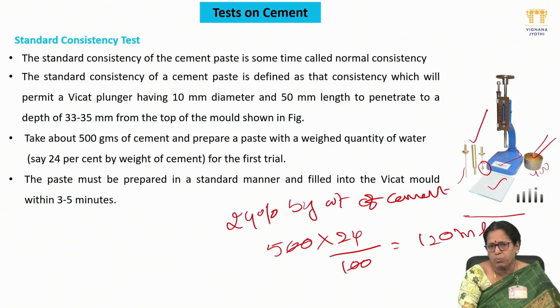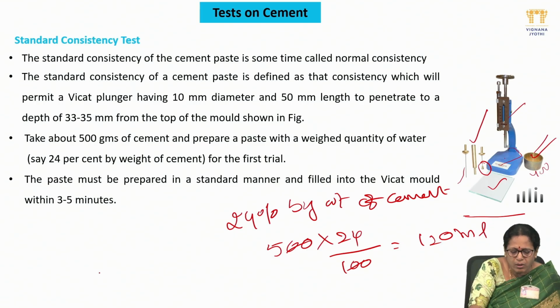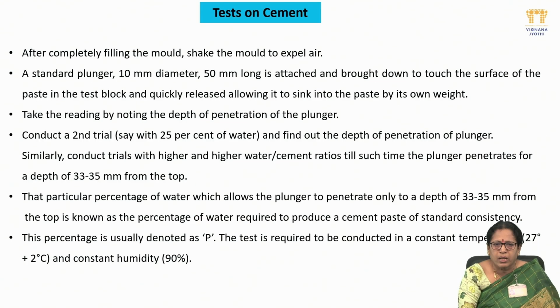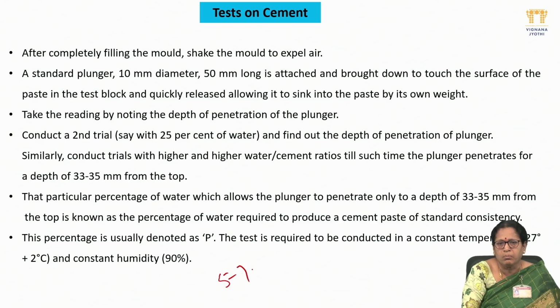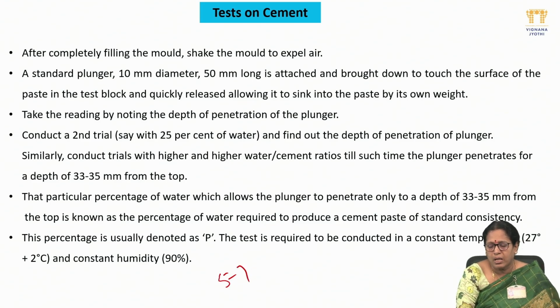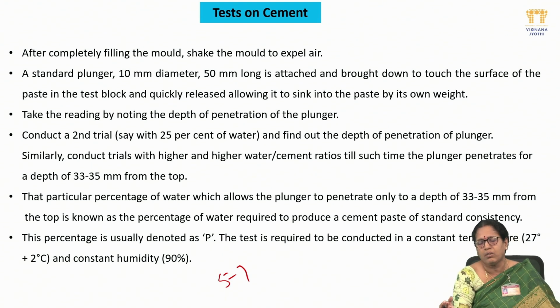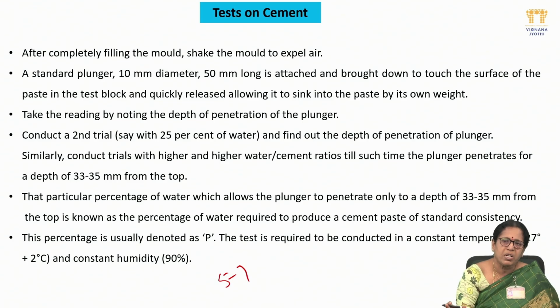Once you make it penetrate, this indicator will show you some reading after the penetration stops. Note down that penetrated reading. You have to proceed with this experiment in such a way that whenever your penetration reading shows 33 to 35 mm from the top and 5 to 7 mm from the bottom, you need to stop the experiment. Then at whatever percentage your reading shows 33 to 35 mm, that water percentage will be considered as the normal consistency of your cement.